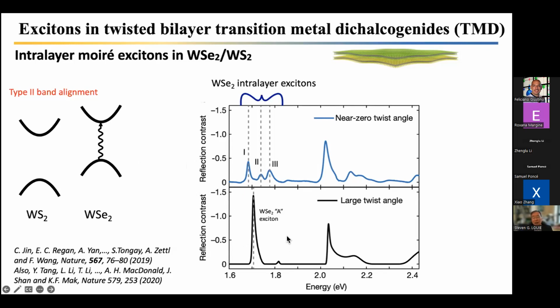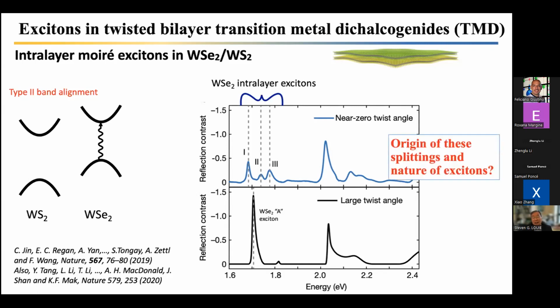Then you find a single peak corresponding to the so-called A exciton in a monolayer. However, if you make the twist angle very small, then this exciton splits into 3 different excitons. And the question is, what is the origin of this splitting and the nature of the exciton?